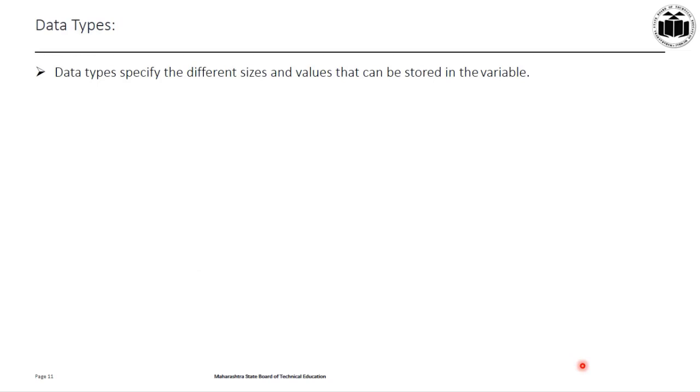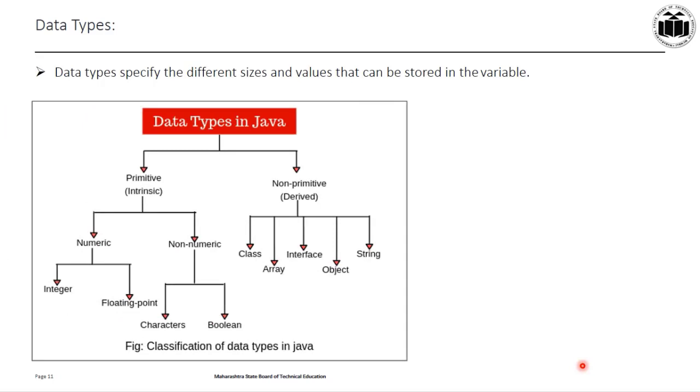Next slide we will see the data types. Data types specify the different sizes and values that can be stored in the variable. So we have the classification of data types in Java. We have two categories, primitive and non-primitive. Primitive is again categorized into numeric and non-numeric. Numeric is categorized into integer and floating point. Non-numeric data types are categorized into characters and boolean.